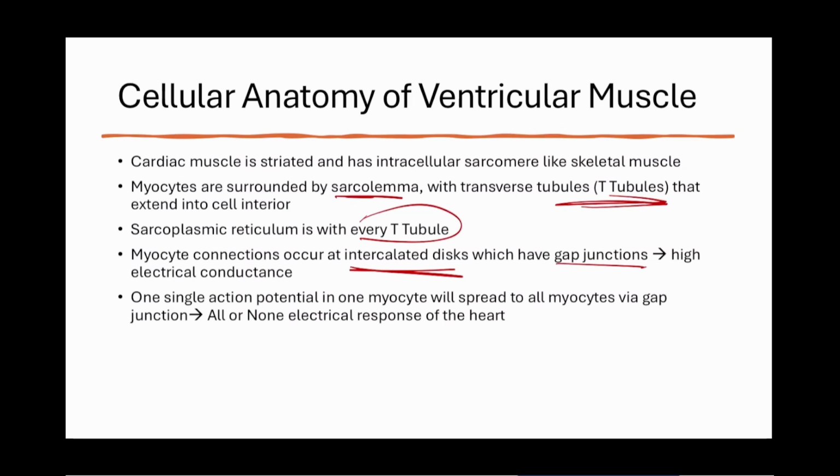That's why if you've ever had a premature beat, you feel an extra heartbeat in there, that's because one cell in your heart got irritated, sent a signal to depolarize, and then the whole heart depolarizes, and you have a heartbeat. And it doesn't happen when it normally does, so you feel an extra beat in there. Okay?